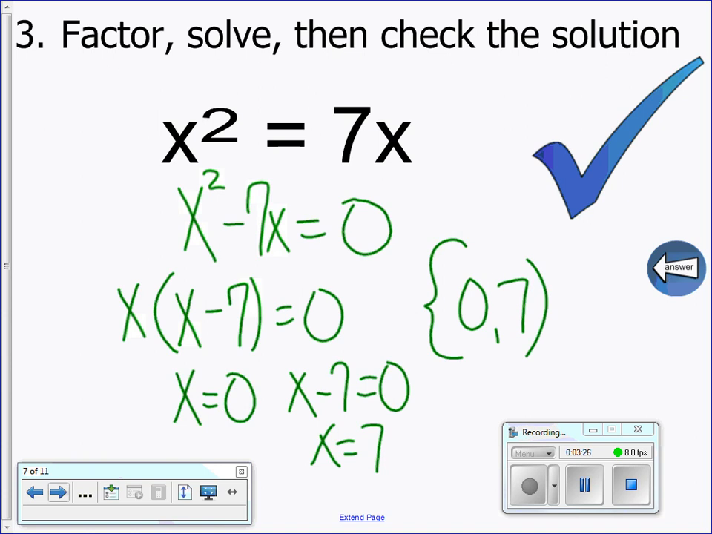So if I plug it in, 0 squared is 0, and 7 times 0 is 0. If I plug in 7, so 7 squared equals 7 times 7. 7 squared is 49, and 7 times 7 is 49.